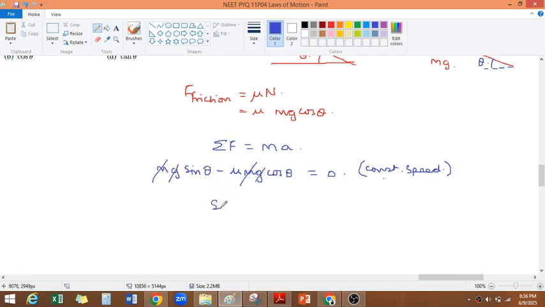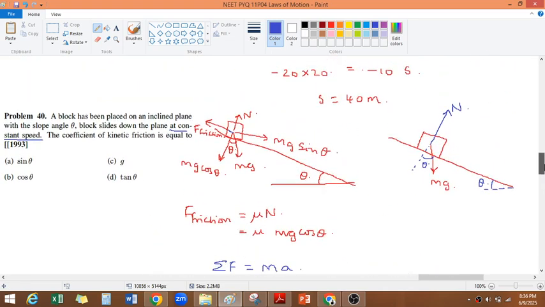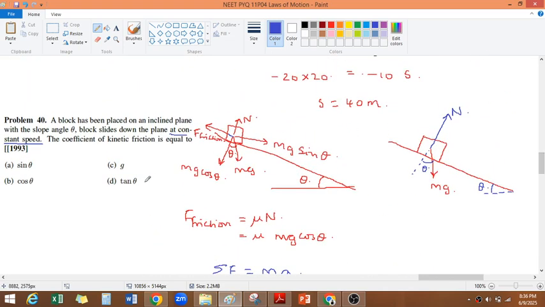So that means sin theta minus mu cos theta is equal to 0. I think we already did a problem like this. So sin theta is equal to mu cos theta. So mu is equal to tan theta. Very easy, nothing very difficult at all. So coefficient of kinetic friction is equal to tan theta.